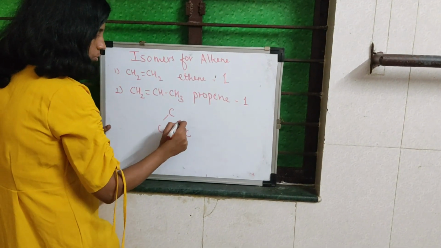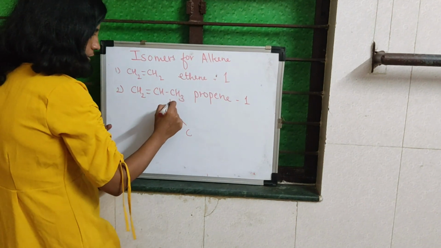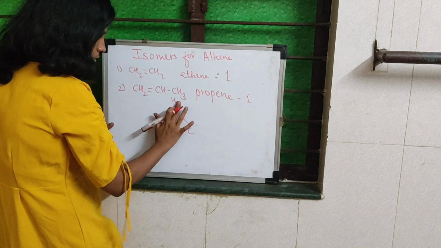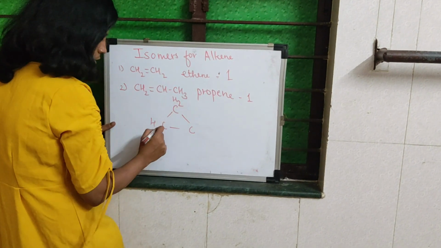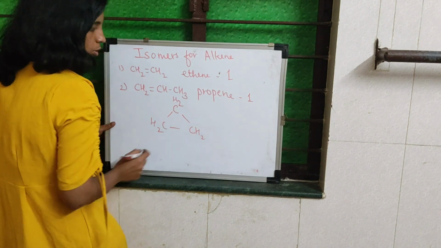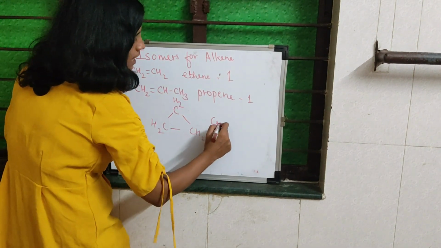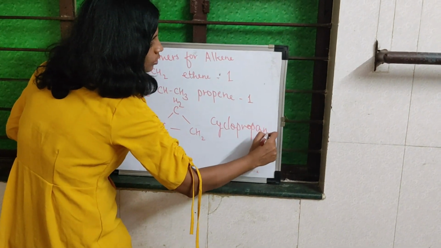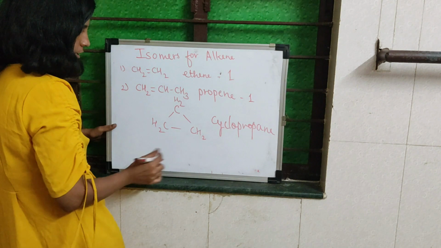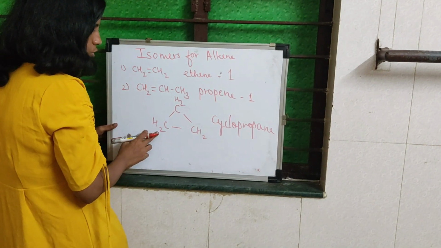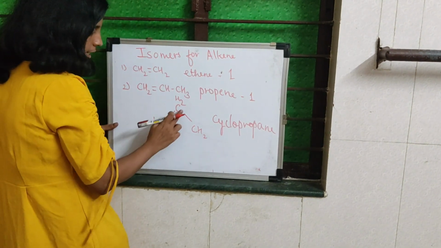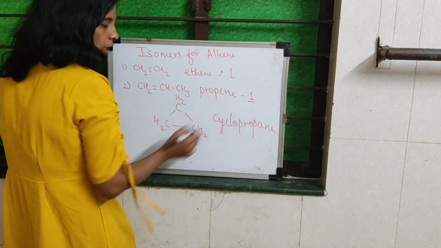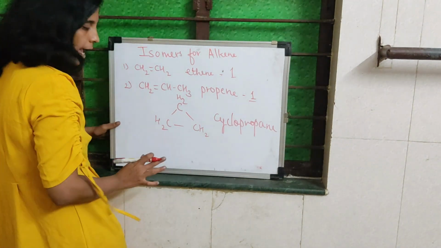So 1, 2, 3 carbons are there. This is called cyclopropane. See, can you tally the number of hydrogens? 2 plus 2, 4 plus 2, 6, and 3 carbons. Okay, so it will form one isomer in the form of alkene and one in the form of alkane.